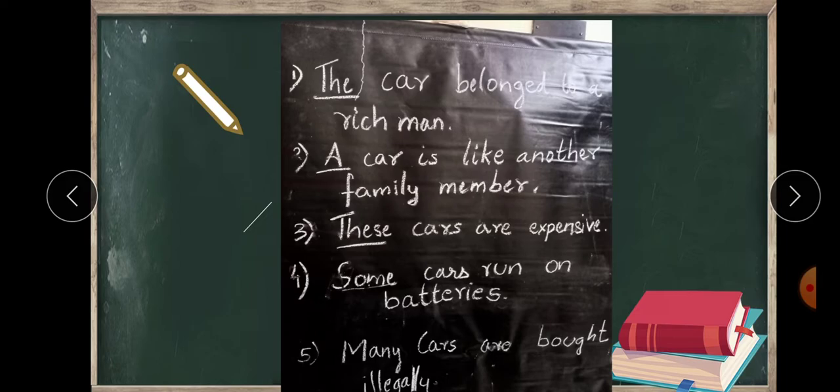At the same time, we are using a different word. What is that? These. Then, some cars run on batteries. Again, we are pointing out some of the cars, not as a whole, rather some cars we are noting. Similarly, many cars are bought illegally. Again, we are using another word for stating a context.